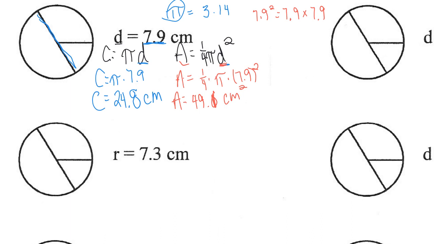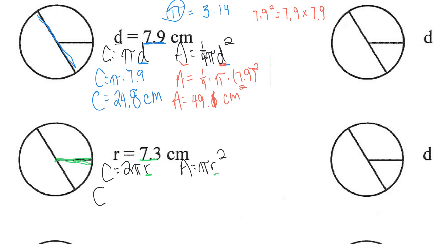Okay, so now let's look at it using the radius, which, remember, radius is from the middle to the edge. It's halfway through the circle. It's half of the diameter. So our formula is going to be a little different. Our circumference formula is C equals 2 pi r, and our area formula is pi r squared. Okay, so let's start plugging in 7.3 for r.